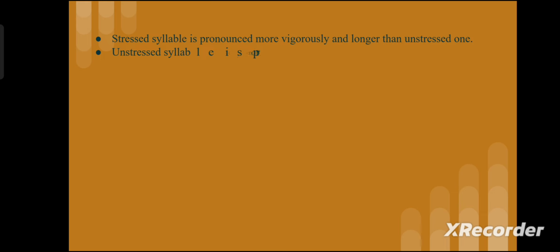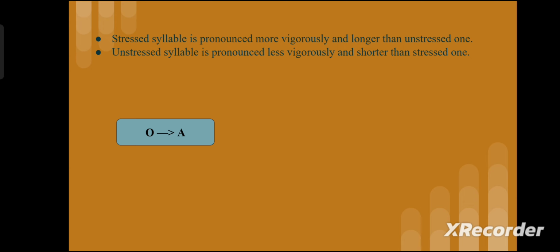So let's go. First, here we have a common rule in Russian language. Stressed syllable is pronounced more vigorously and longer than unstressed one. Unstressed syllable is pronounced less vigorously and shorter than stressed one. As we know, in Russian language we have some stressed syllables or some stressed vowels. The unstressed is just the opposite. It's short and it's pronounced less vigorously.